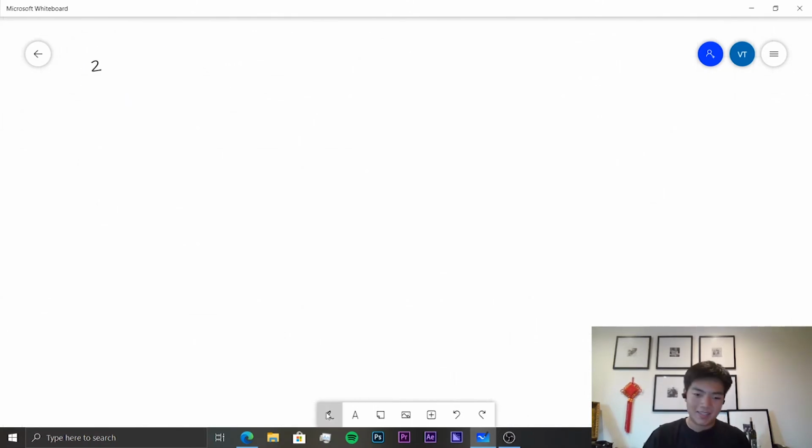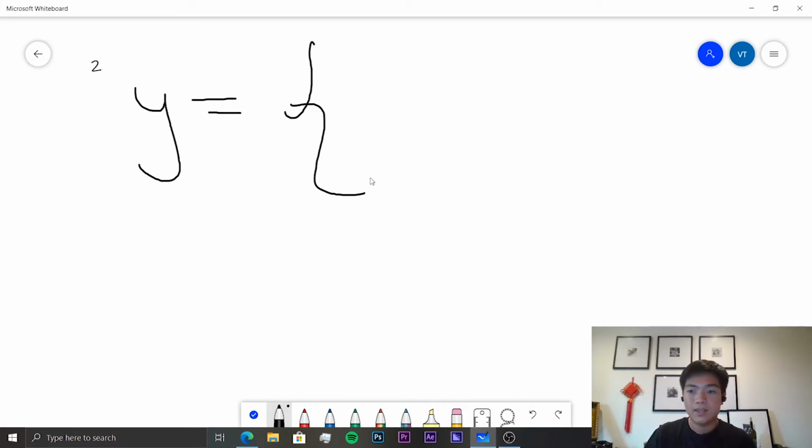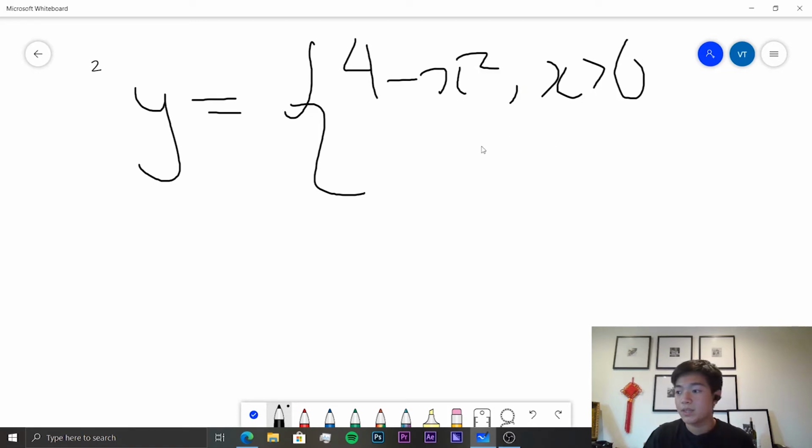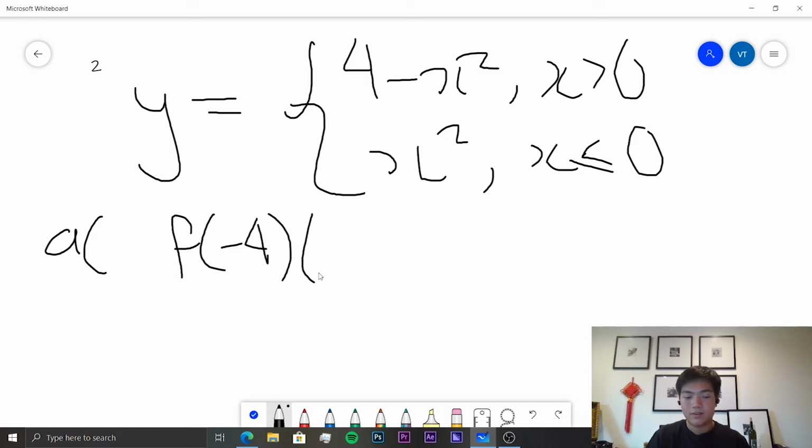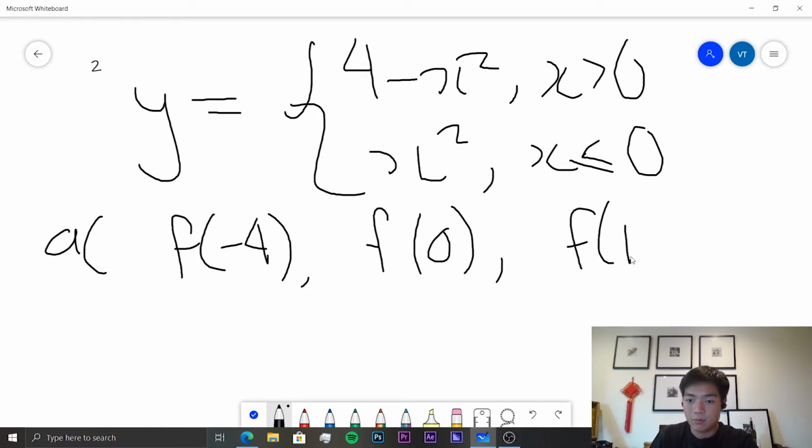So the first question is quite a long one. So we have y is equal to 4 minus x squared for x is greater than 0, and x squared for x is less than or equal to 0. So the first question asks us to find the function of -4, the function y when x is 0, and y when x is 1.